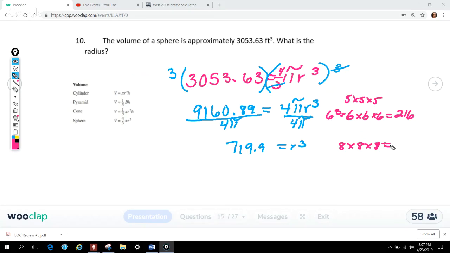Because all we're trying to do is get, ooh, that's wrong. That is 512, so I know I need to go higher. So now I'll try 9 times 9 times 9, and that's going to give me 720. So if you don't have the cube root function on your EOC calculators, you can just start multiplying numbers and see what you get to have it work out.